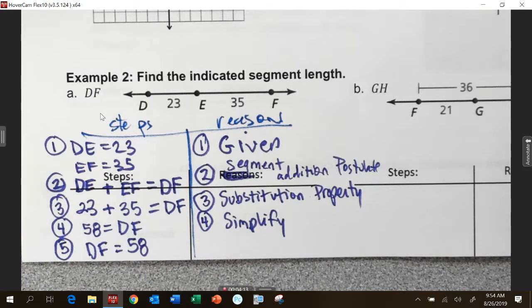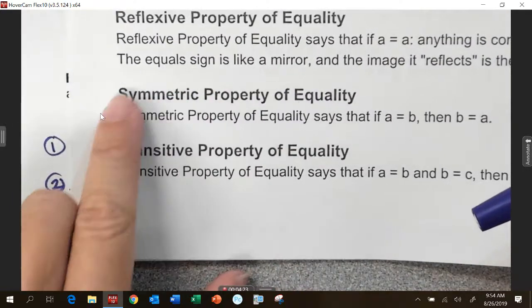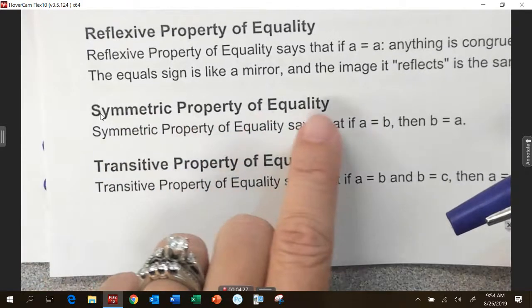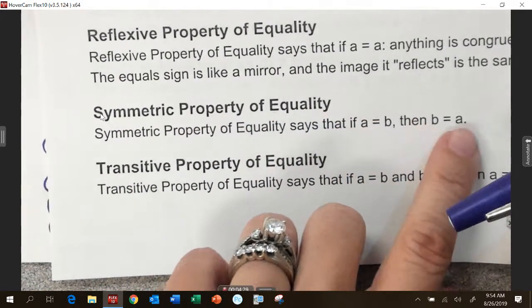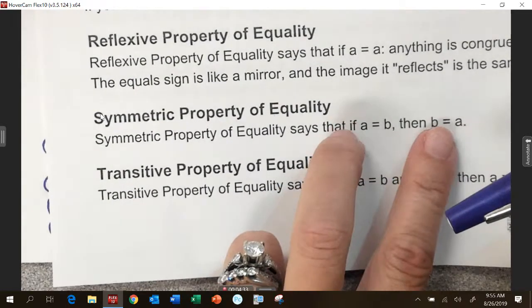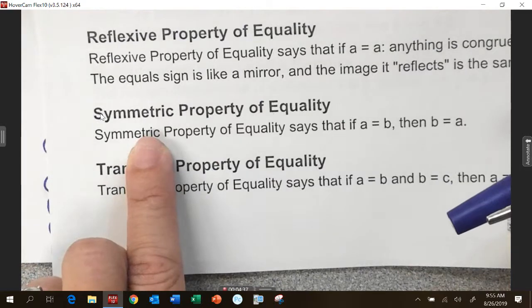I didn't stop at step 4. I went and took it further, where I switched them around, because that's a property. And that property is, in your properties, the second to last property. It's called the symmetric property. It says if A equals B, then B equals A. That says you're allowed to switch them around. So it is a property. I'm going to write that down as a property. You're allowed to switch them around, called the symmetric property.